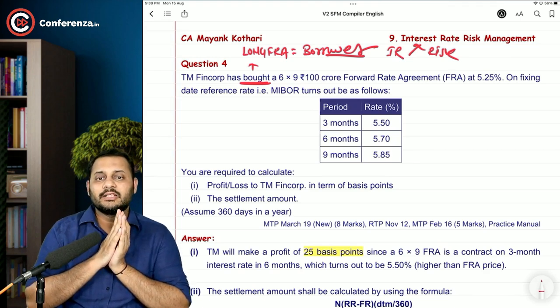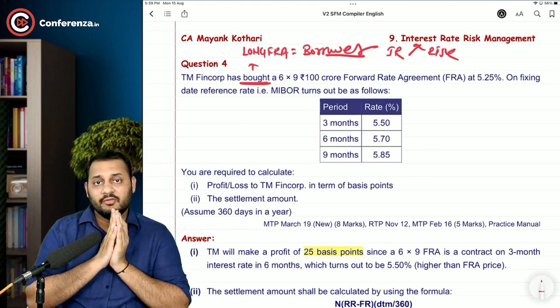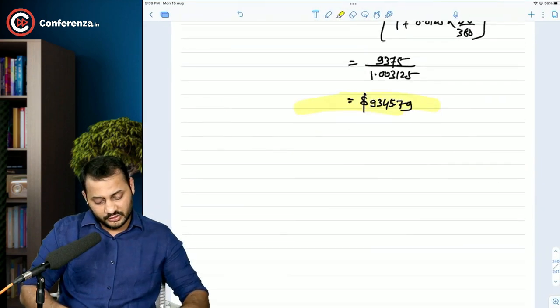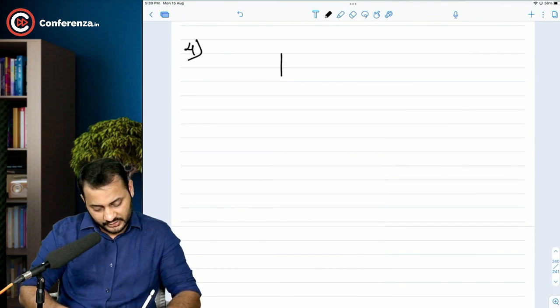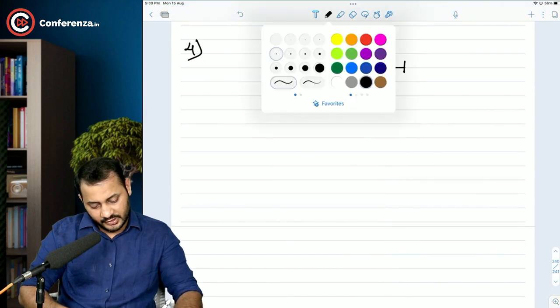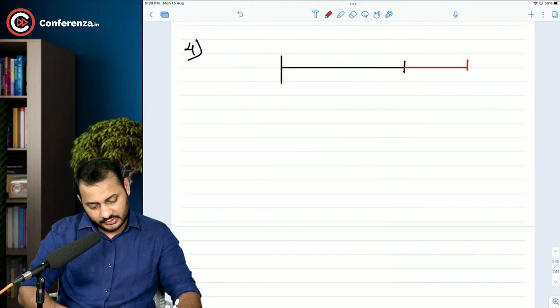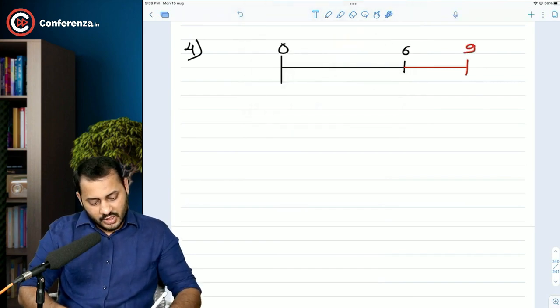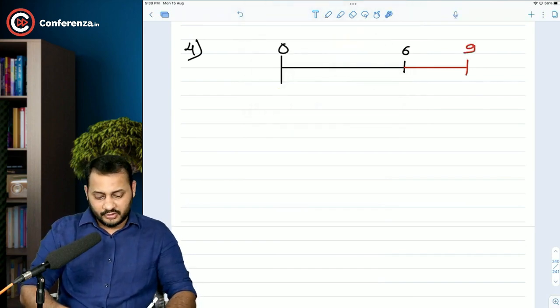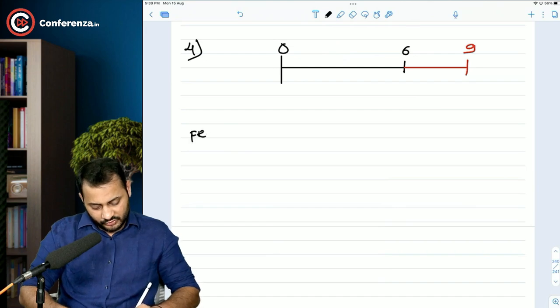TM FinCorp has bought a 6 by 9 FRA. From 6 months from now, the interest loan period will start. Let me just draw it. This is 6 month and this is 9 month. So this is 9, 6 and 0. Today we bought the FRA in the derivatives market. We have a long position, right?